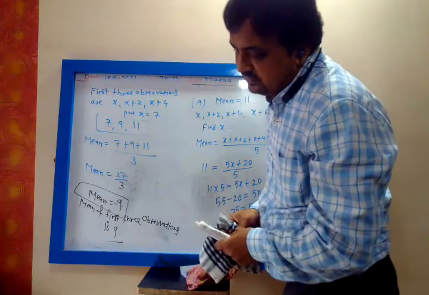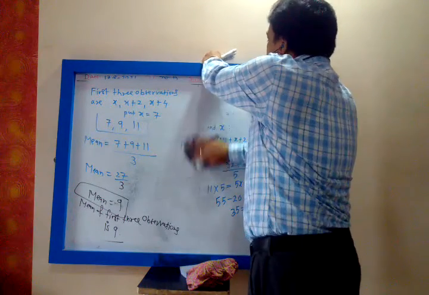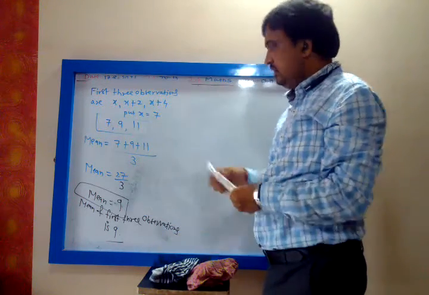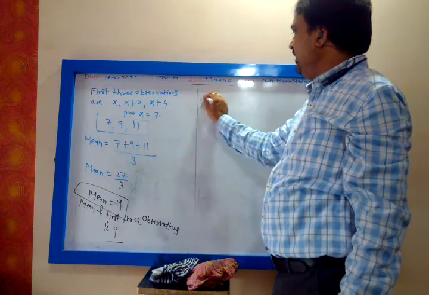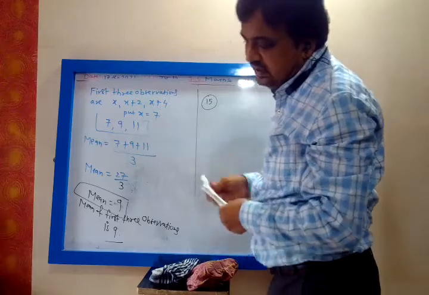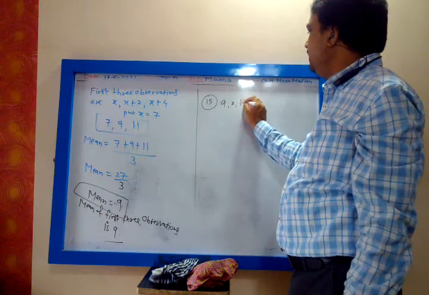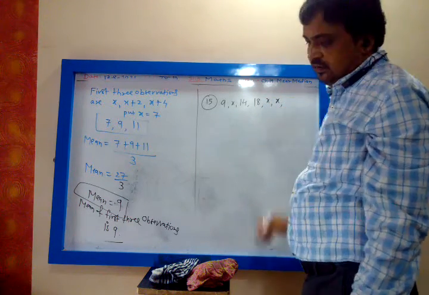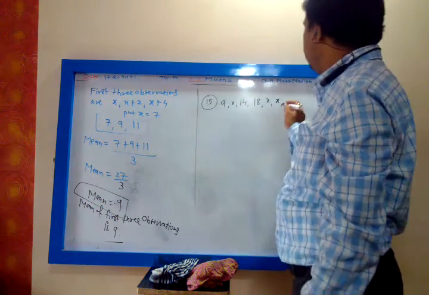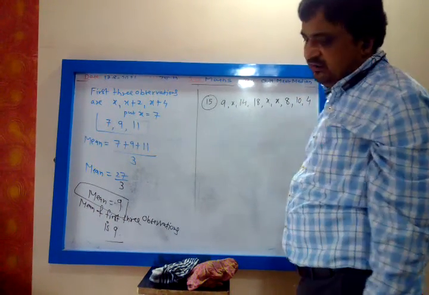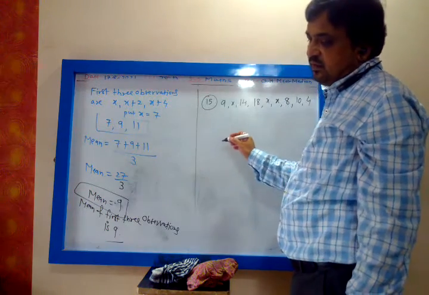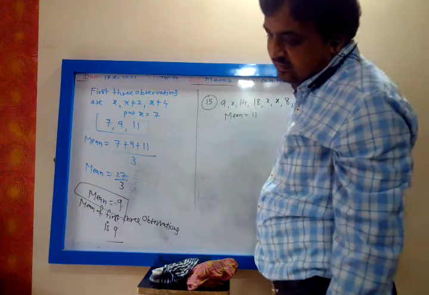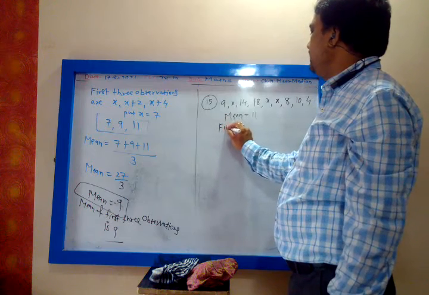Now do 15. Find x. If 9, x, 14, 18, x, x, 8, 10 and 4 have mean value 11, mean is equal to 11. So find x. You have to find x.